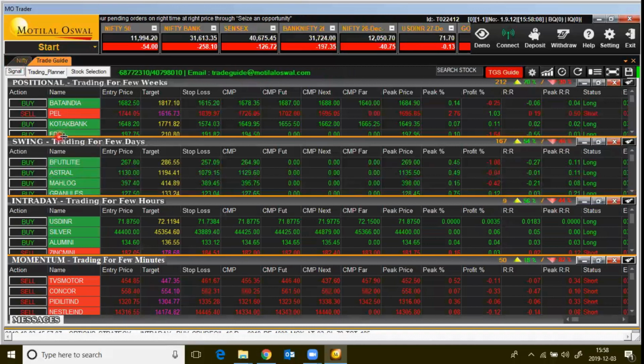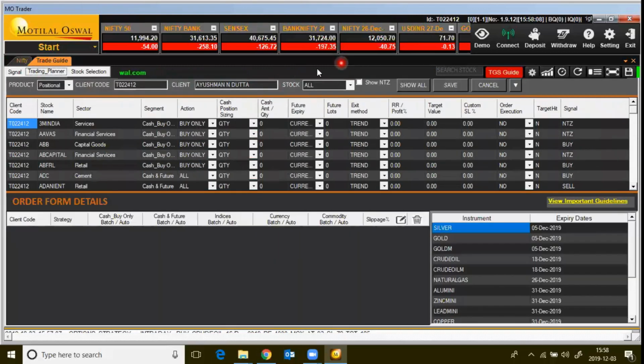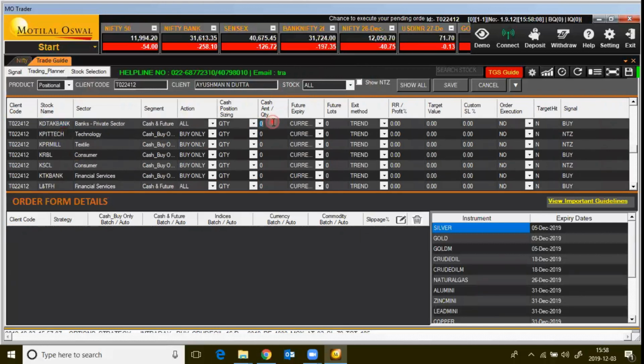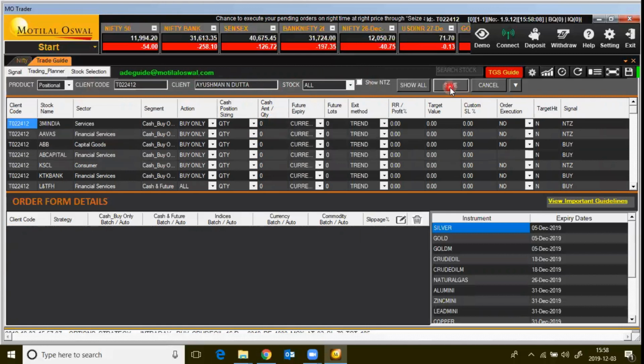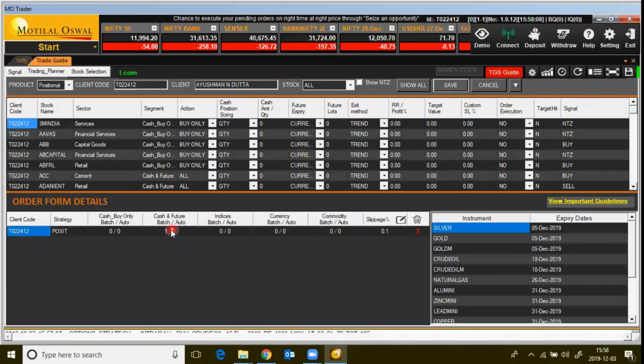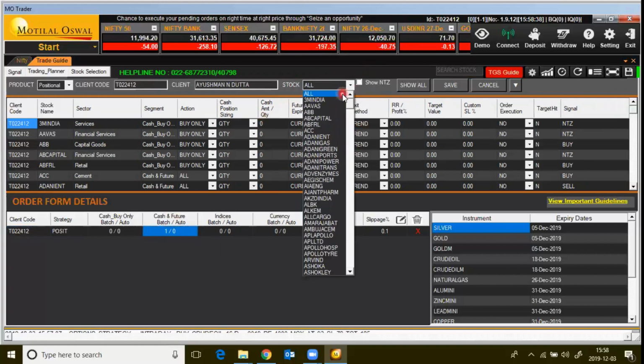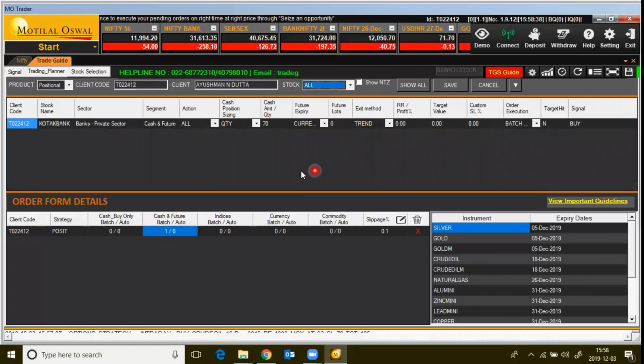Okay, so let's take Kotak Bank. First we'll select Kotak Bank, and here I will unselect the show anti-Z tab because I want all the signals. So here I will select Kotak Bank and take quantity as 70. Then I click on batch order, and after that I click on the save button. As you can see, one batch order has been saved right here. Now I can click on this and click on all. The list of batch orders which you have saved is now shown right here.